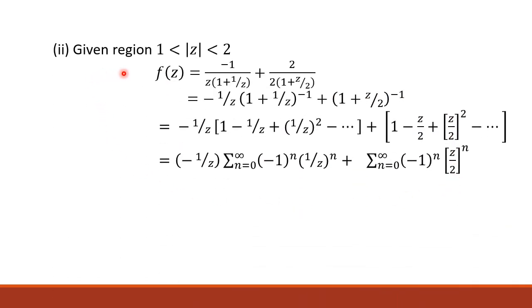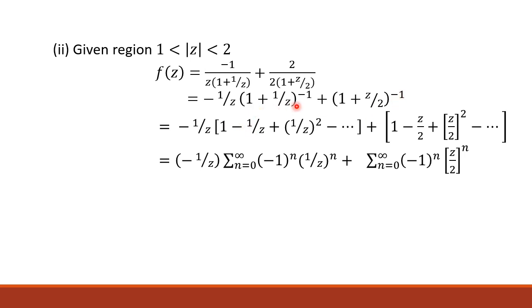Now consider the next region, 1 less than mod z less than 2. In this region we split it into 2, that is 1 less than mod z and mod z less than 2. In the 1 less than mod z relation we take z outside, and in the mod z less than 2 relation we take 2 outside. So we get 1 plus z by 2. Now take to the numerator: the first term becomes minus 1 by z into (1 plus 1 by z) the whole power minus 1. For the second term it becomes (1 plus z by 2) the whole power minus 1.